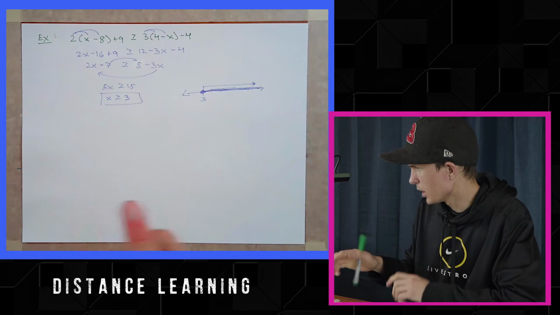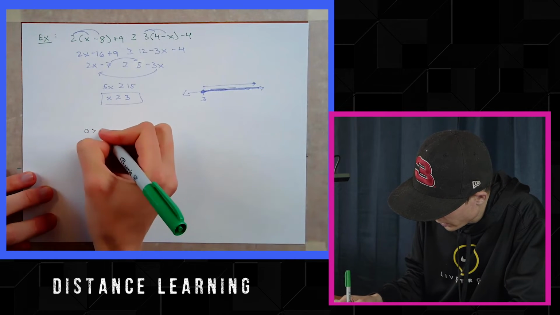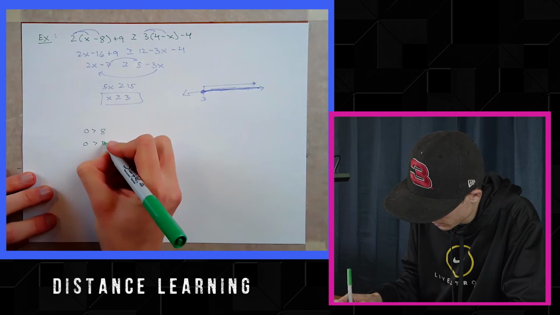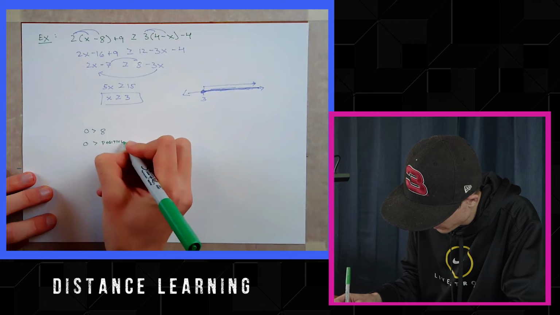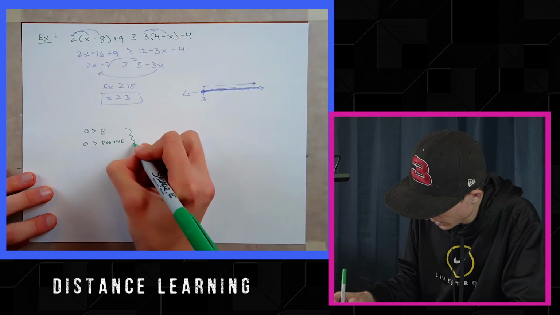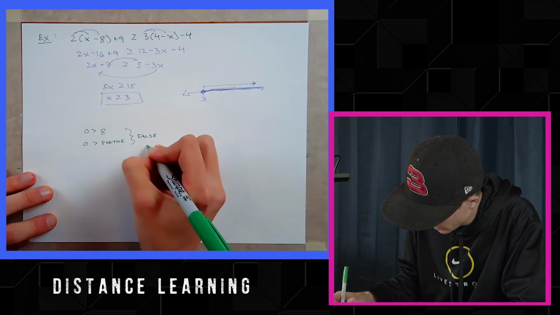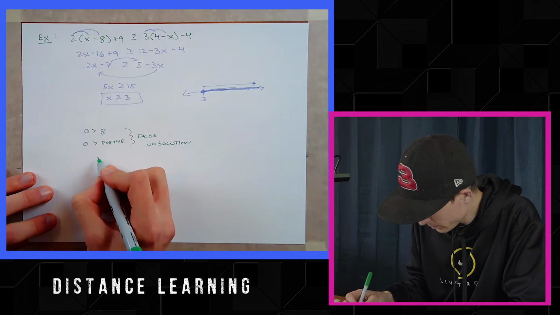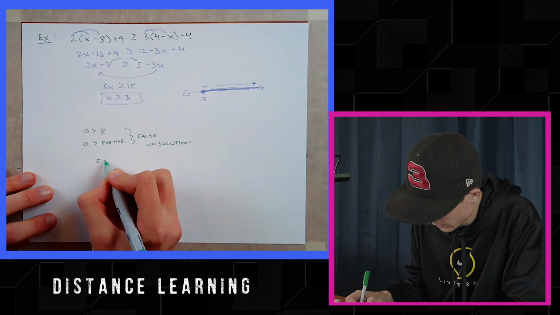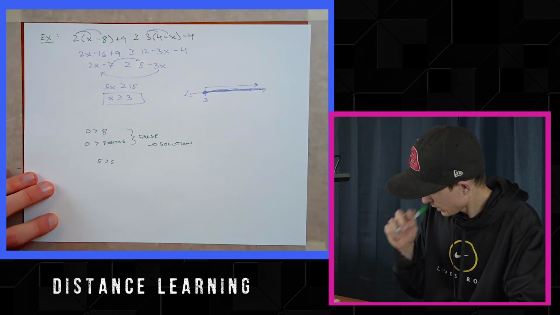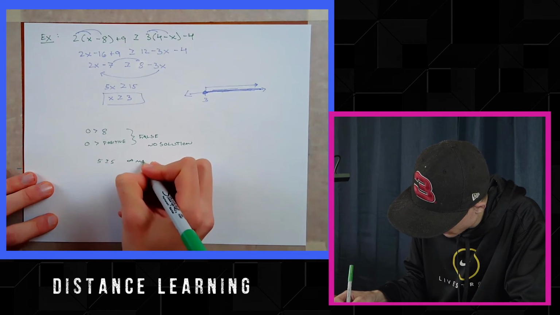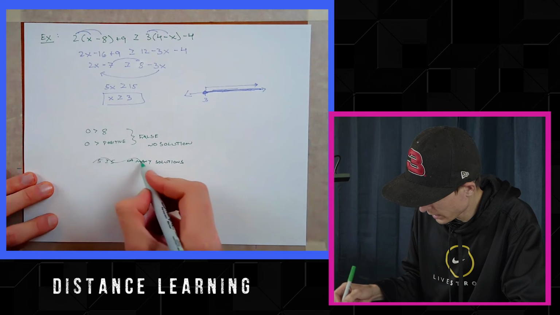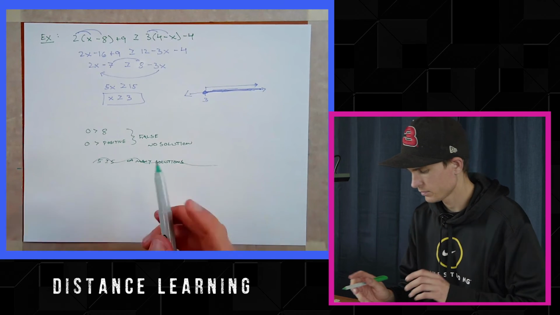So, unrelated to that. If you get 0 is greater than 8, or 0 is bigger than some positive number, basically if you get something that is obviously false, there might be no solution. If you get something where it's like 5 is greater than or equal to 5, there's a chance you might have infinitely many solutions. This, less common. This, more common.